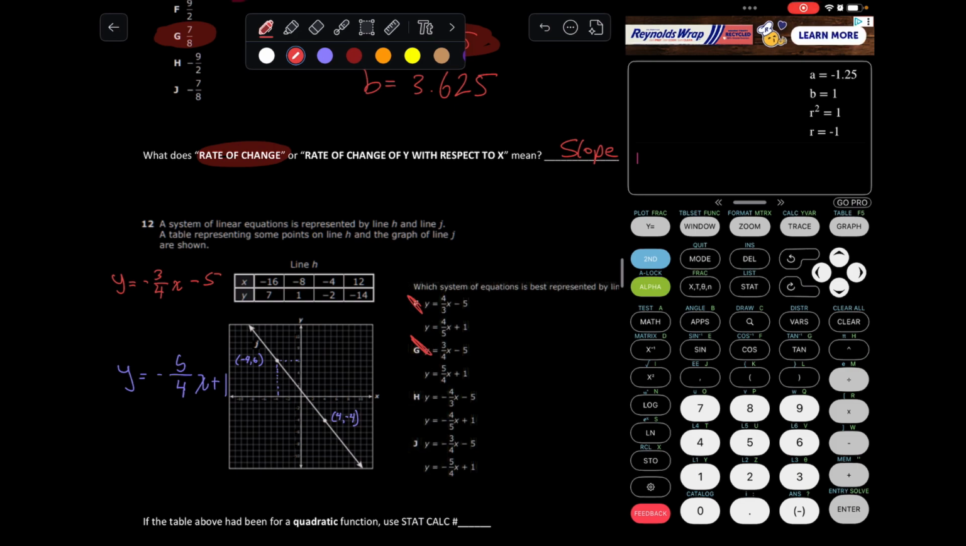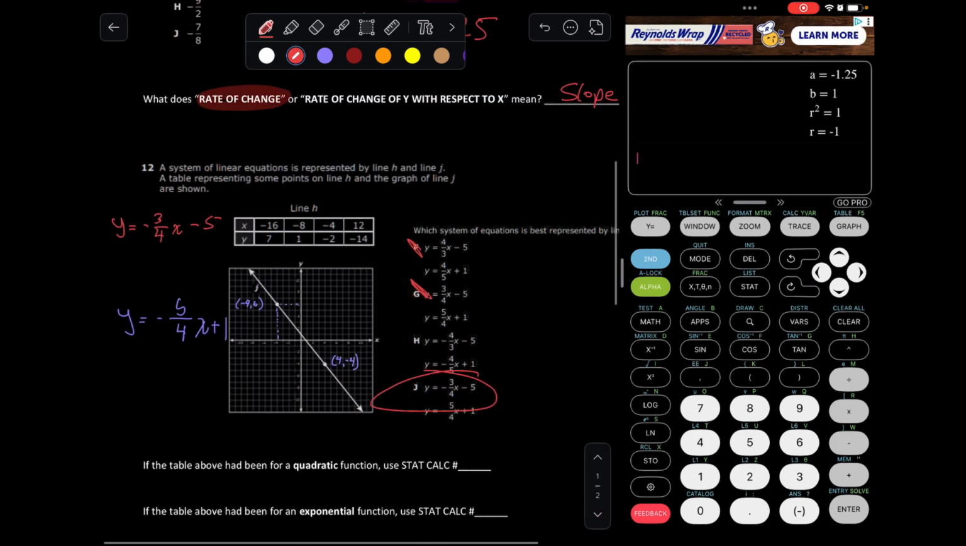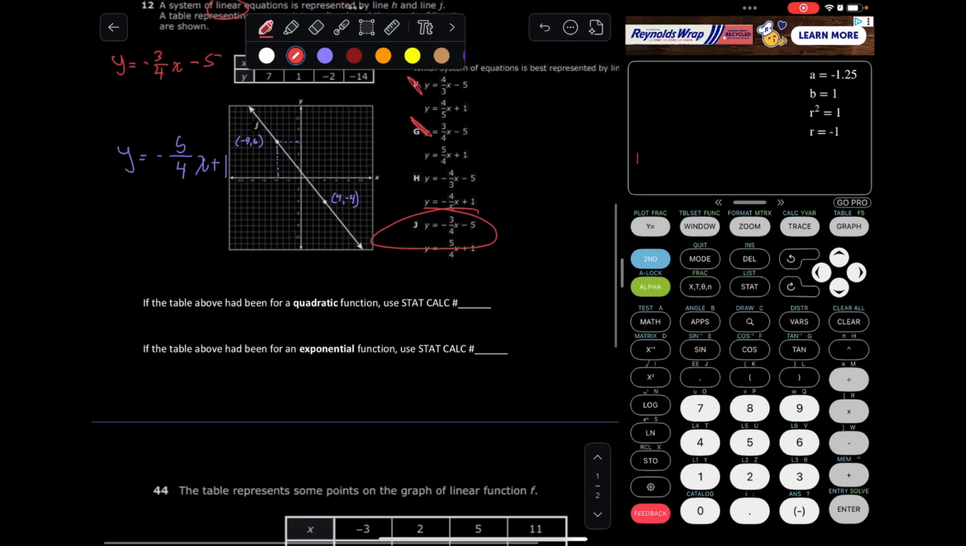J. As you can see, my students here have figured out J, so we're going to go with J. Now, so far, we've only done linear functions. All my problems have said linear. But in the STAR test, you're not going to always have linear functions. Sometimes you're going to have quadratic and exponential.